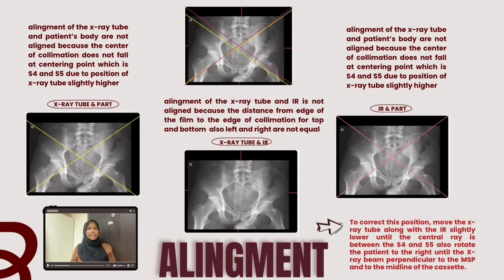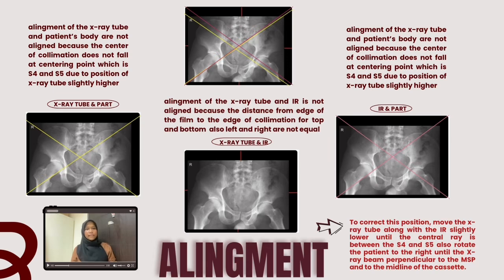Alignment of the x-ray tube and patient's body are not aligned because the center of collimation does not fall at the central point, which is S4 and S5, due to the position of the x-ray tube being slightly higher. Next is alignment of the x-ray tube and IR is not aligned because the distance from edge of the film to the edge of collimation for top and bottom, also left and right, are not equal.